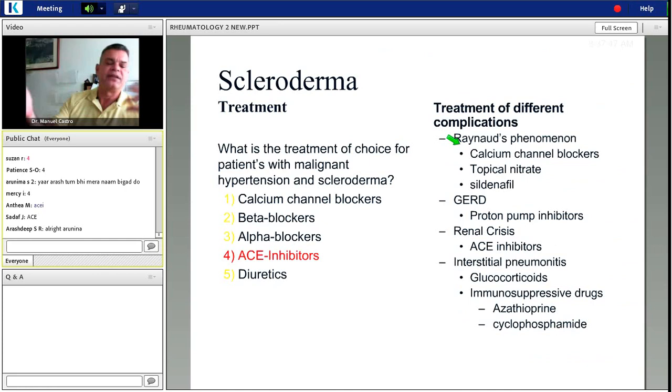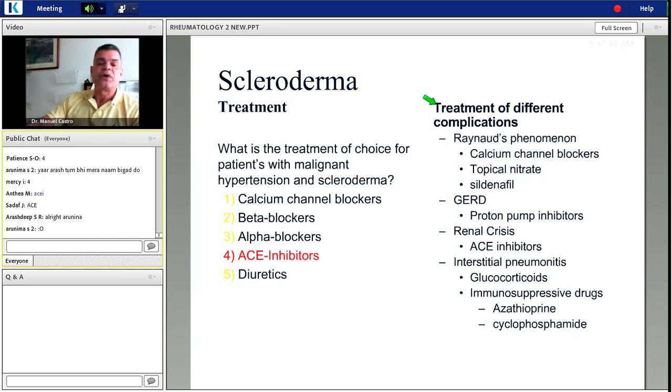Now, treatment of different types of complications for scleroderma. Let's talk about them. We've got Raynaud's phenomenon. We give them calcium channel blockers. We can also use topical nitrates in these patients. We can also use sildenafil for Raynaud's phenomenon. For GERD, we can use a proton pump inhibitor. For renal crisis, we can use an ACE inhibitor.